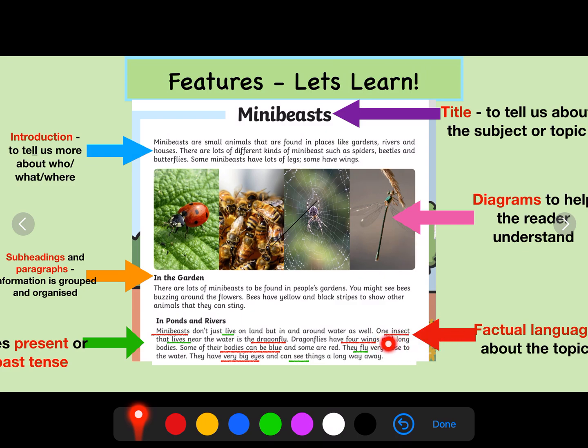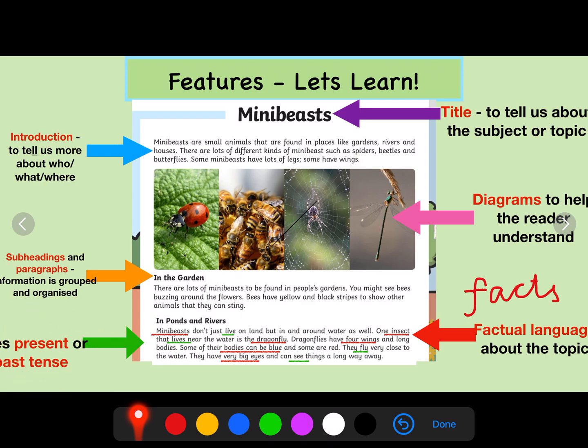Factual language. Now, factual language just means facts. It has facts about a topic. It tells us information about this topic. So it tells us here about where mini beasts live, and it gives us facts about what some of them look like.